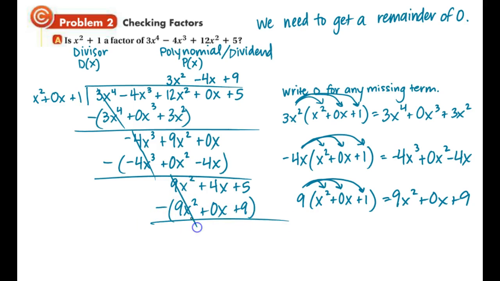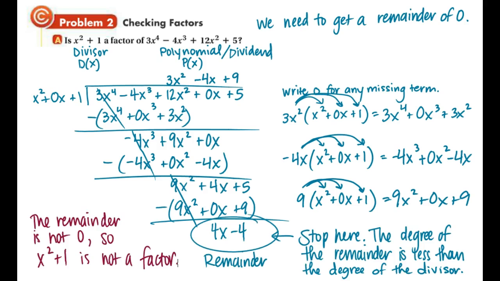When subtracting, the 9x squareds cancel. We get 4x minus 4. We don't need to go any further because the degree of the remainder, which in this case is degree 1, because the biggest exponent is a 1, is less than the degree of the divisor. The degree of the divisor was 2 because there's an x squared in the beginning. So that means we are done. So because our remainder is 4x minus 4 instead of 0, the expression x squared plus 1 is not a factor of the original polynomial.